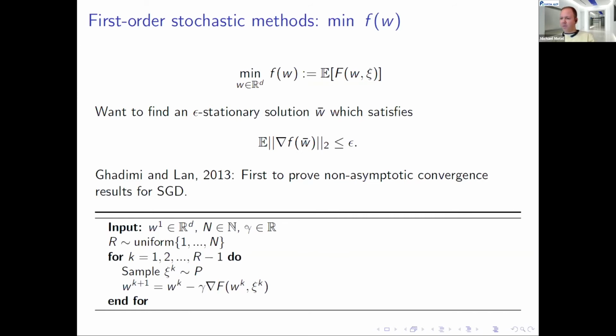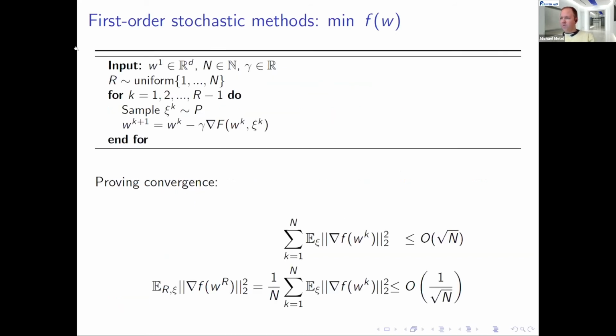And perhaps a simpler way to represent this is to pick an upper bound on the iterations, and then uniformly sample R over n, run for R iterations, and then give a guarantee on w_R. And so this is just the algorithm again.